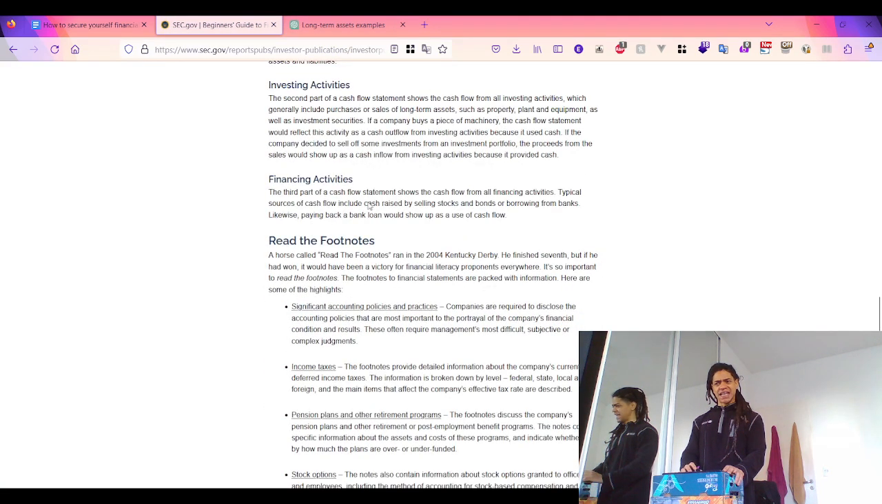And then I look at the financing activity, which is the third part of the cash flow statement. It reviews the cash flow from the financing activity, and typical sources of cash flow include cash raised from borrowing money from banks, or selling stocks and bonds, as well as paying back a loan, which will show up as a cash flow.